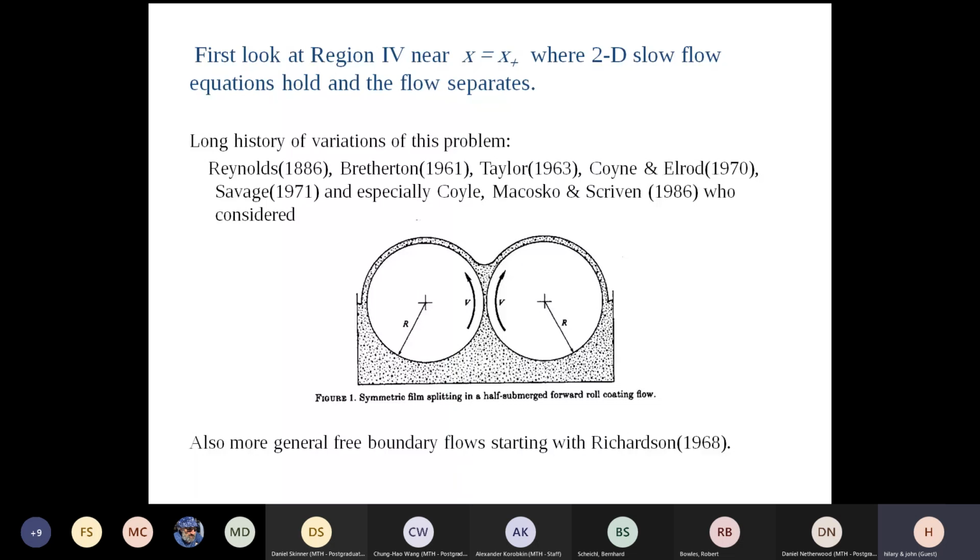But then he didn't know about matched expansions and things, and people like Bretherton and Taylor looked at this in the 60s. Bretherton was doing a flow in a parallel-sided channel. Taylor was trying to build in surface tension effects, and so they all proposed very different kinds of second boundary conditions. And the one that was most popular when I was a student was Coyne and Elrod, when I was a postdoc, I guess, who proposed a linear relationship between the pressure and the pressure gradient.